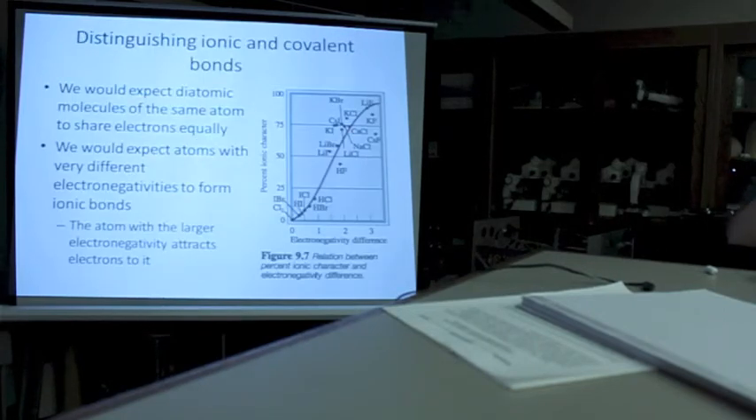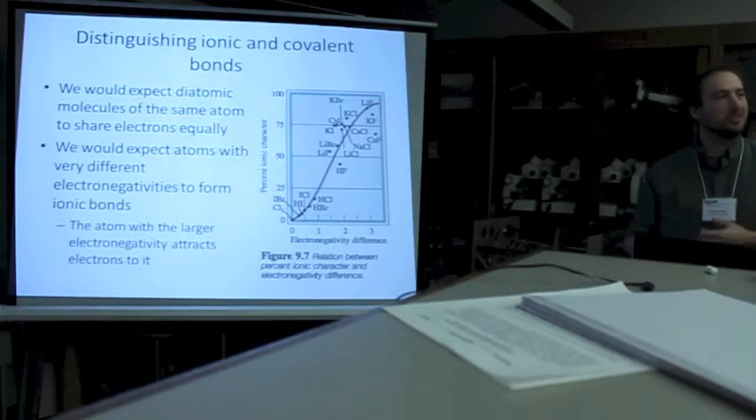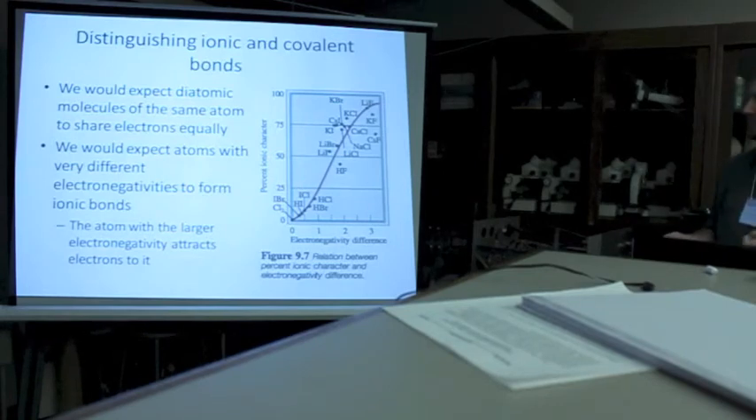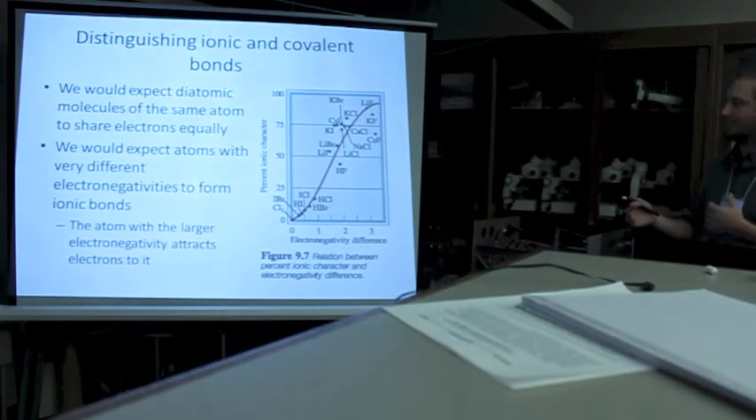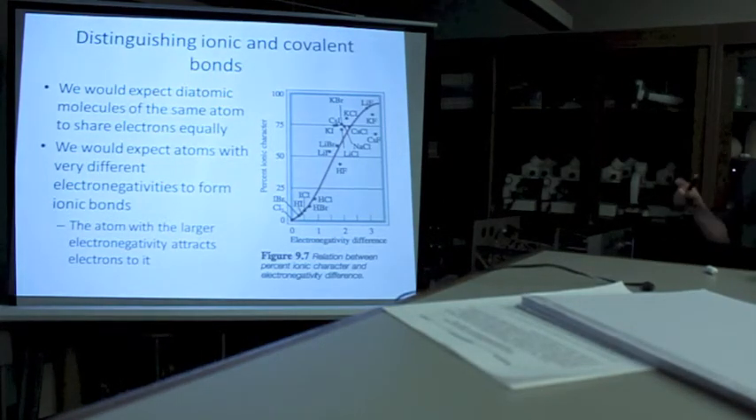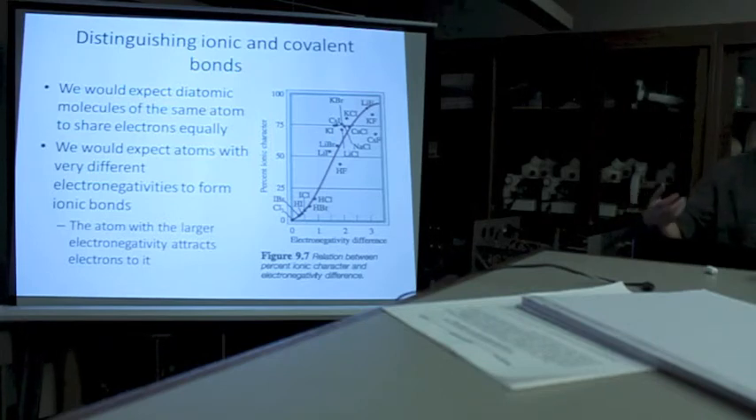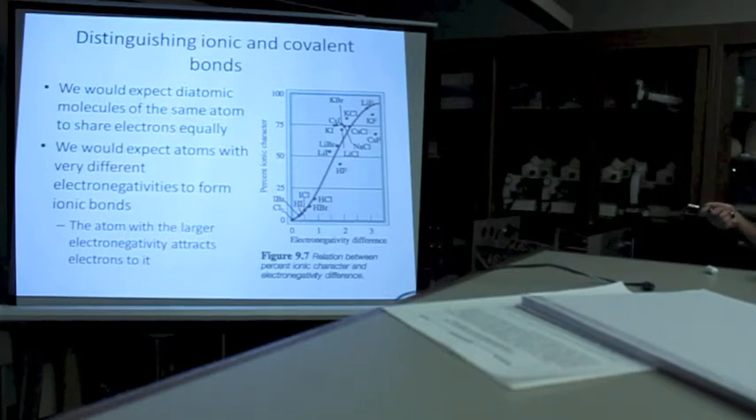Okay. So distinguishing ionic and covalent bonds, we have this metric to understand how much an atom wants electrons, the electronegativity. So diatomic molecules of the same atom, they both have the same electronegativity. We talked about this before. It's like playing tug of war with yourself. They're both going to pull on those electrons to the same degree, and so those electrons will be shared equally. The difference in electronegativity will be zero. So if we take the electronegativity of one atom, subtract the electronegativity of the other one, it's going to be zero for a diatomic molecule of the same atom. And so those electrons will be shared equally.